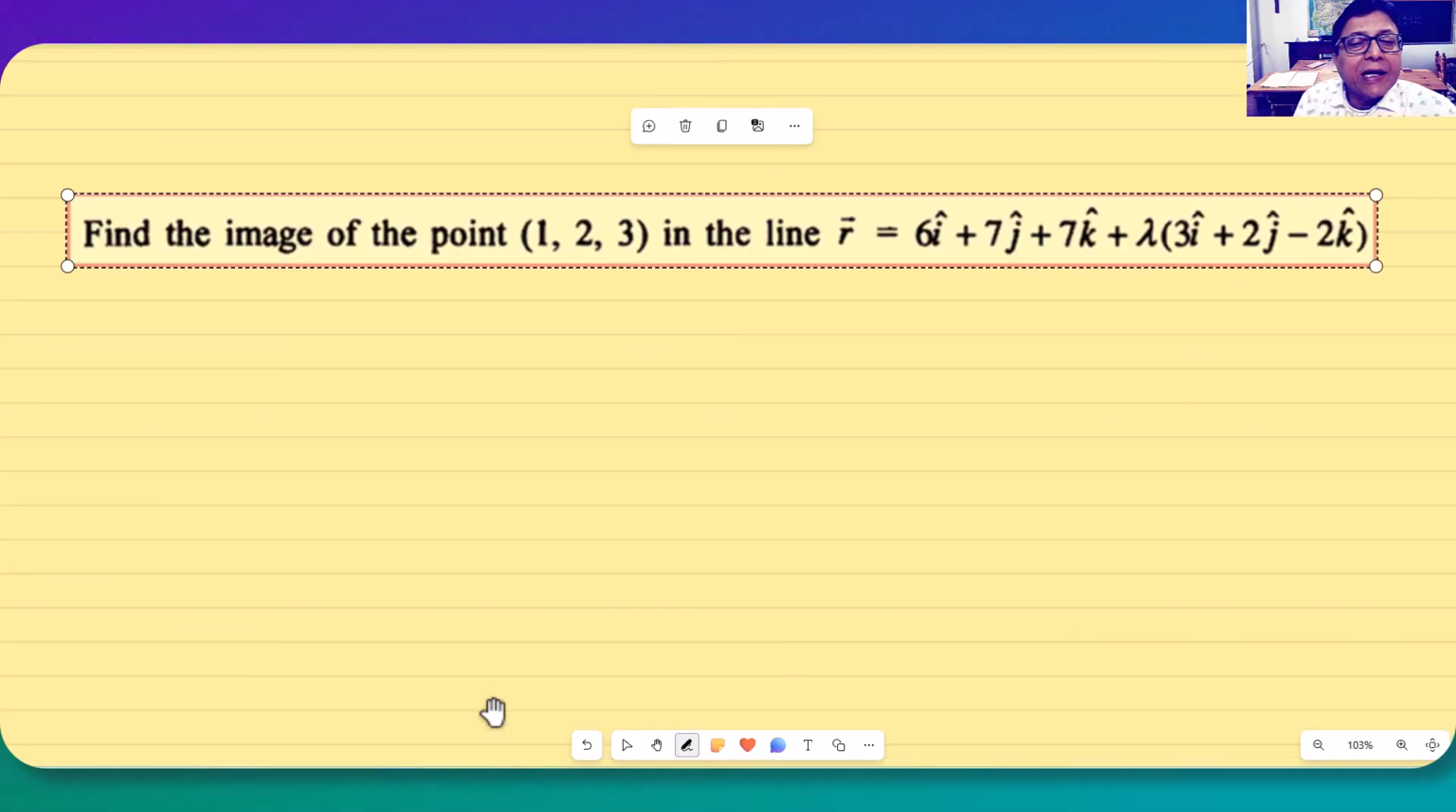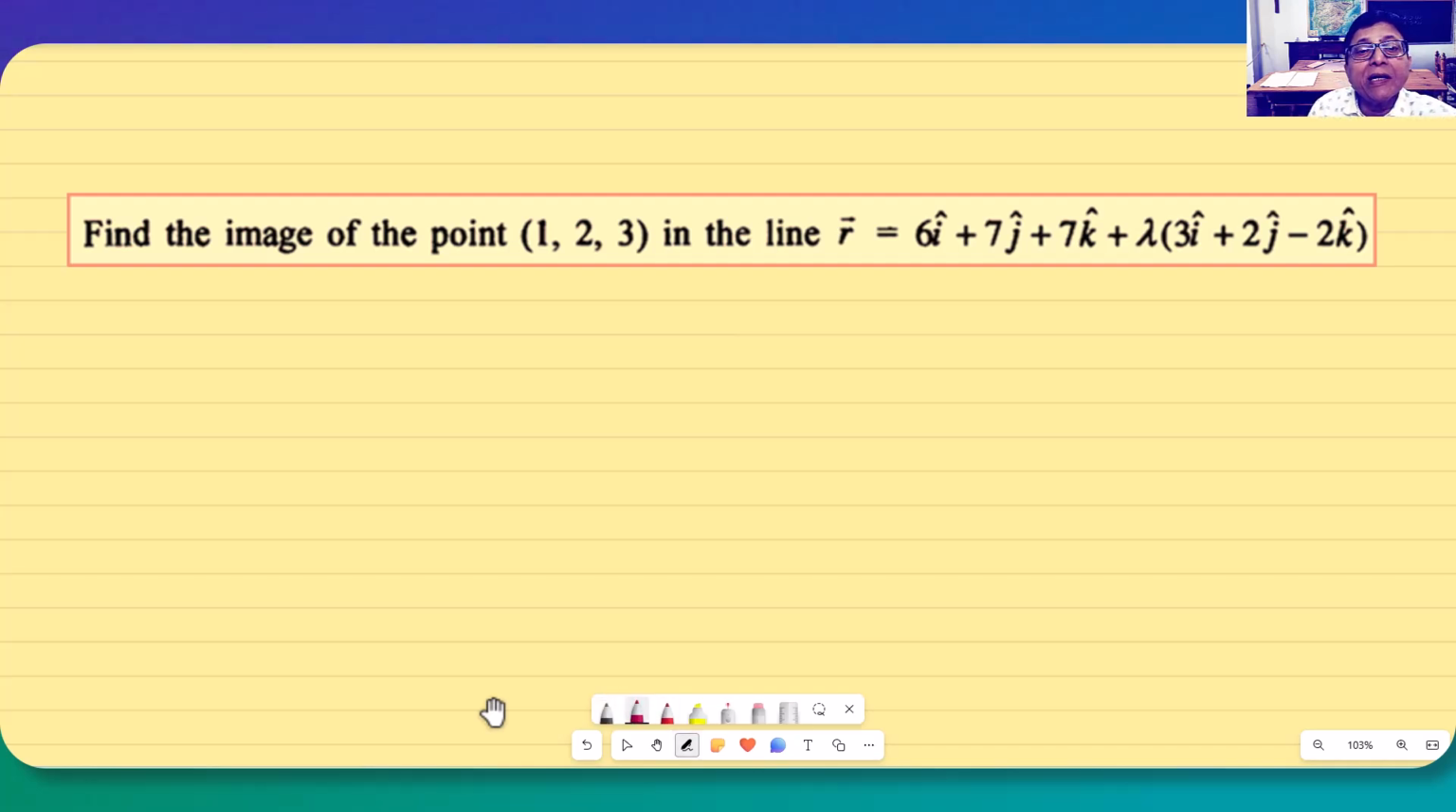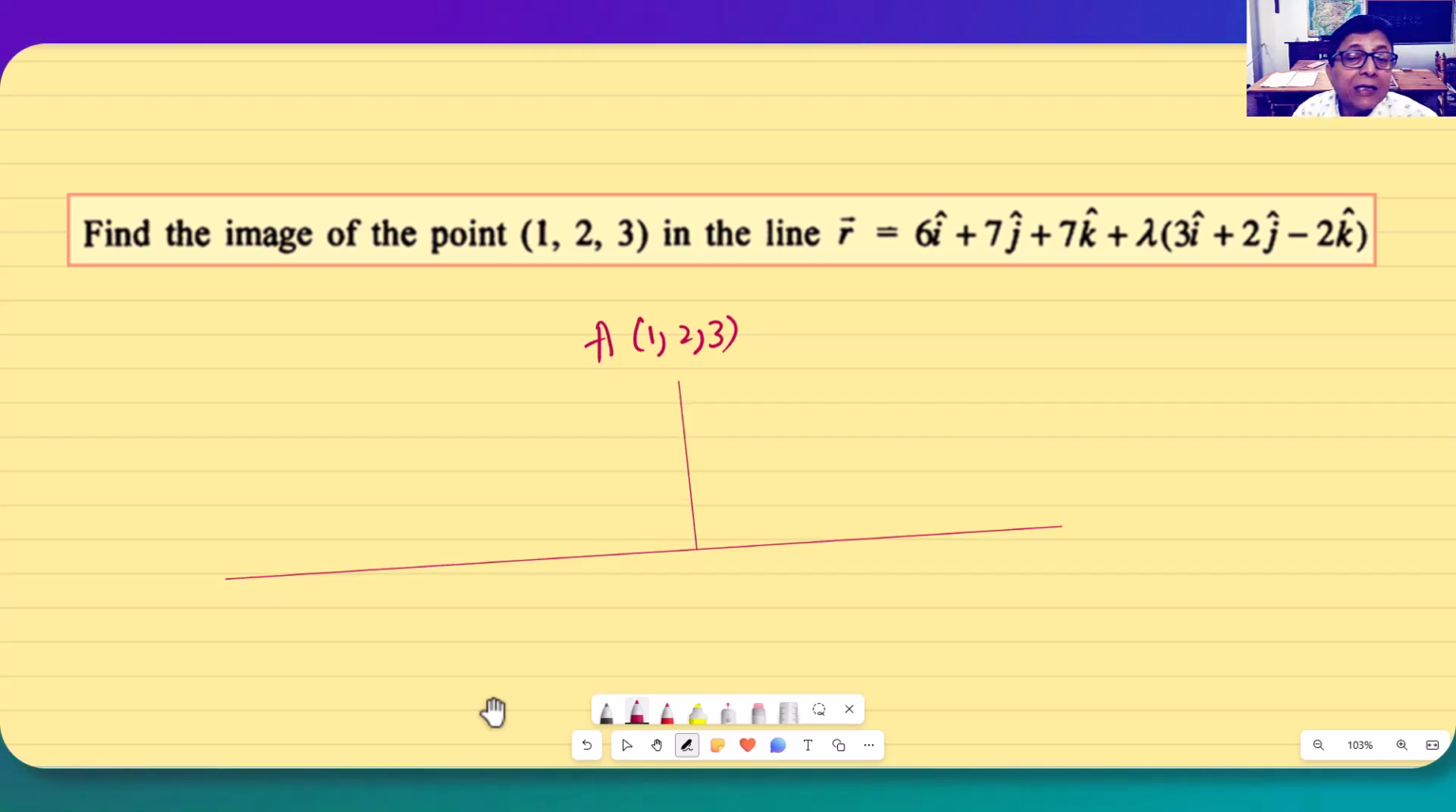Now, let us take another example to find the image of the point 1, 2, 3 on this line. Its vector equation is given again, r equal to 6i, 7j, 7k. We have to take the point, so I am not writing it again. I am taking foot of perpendicular L as what? 6 plus 3 lambda, the method is same. We have to get the value of lambda over there for this particular point.